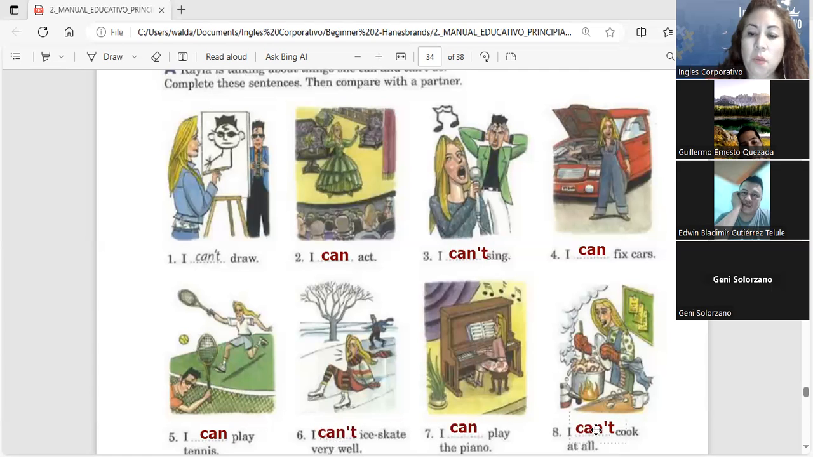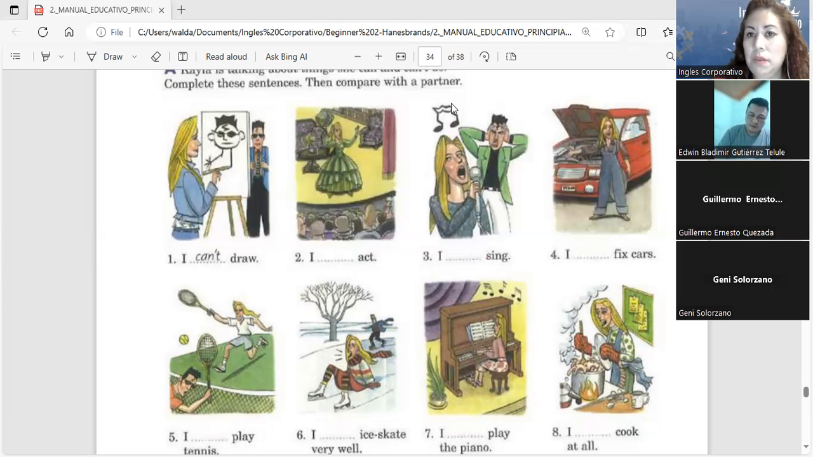Okay. Now, what is the correct pronunciation? For can, we say can. Repeat: can. The other way is can't. Can't. Can. So can, repeat, can. And can't. Good. All right, any questions about that? No question. Okay, good.